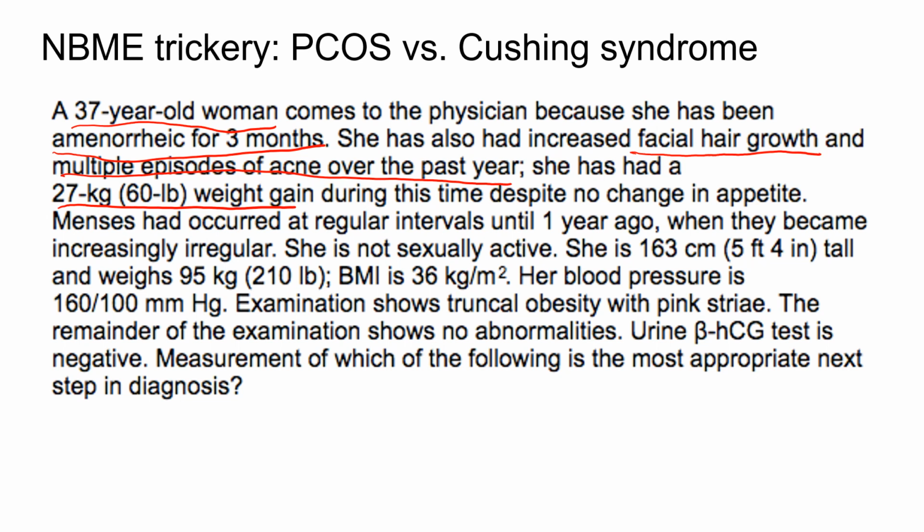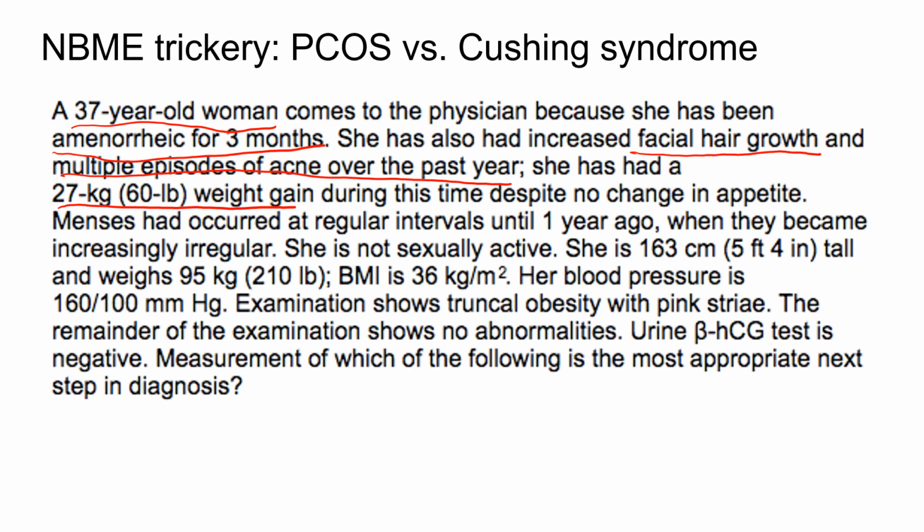So the fact that this person has had 60 pounds of weight gain that corresponds exactly with when she's amenorrheic, at this point I'm starting to lean a little bit more towards Cushing syndrome. But let's read on. So she had this 60 pound weight gain, and then we see she used to have regular menses, and then they became increasingly irregular.